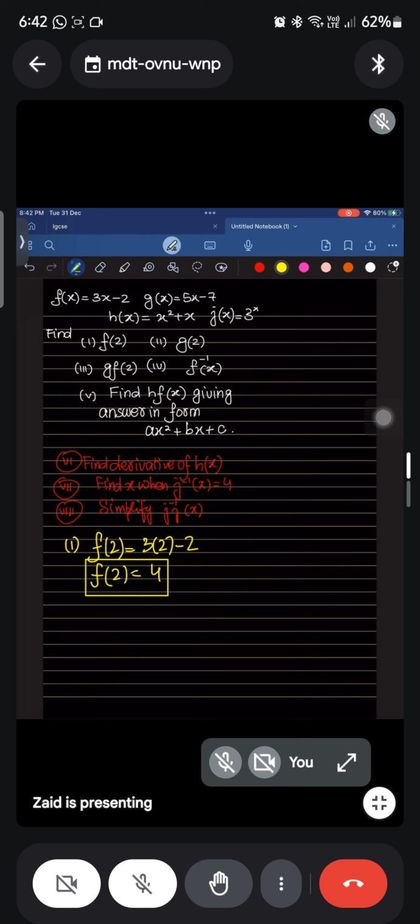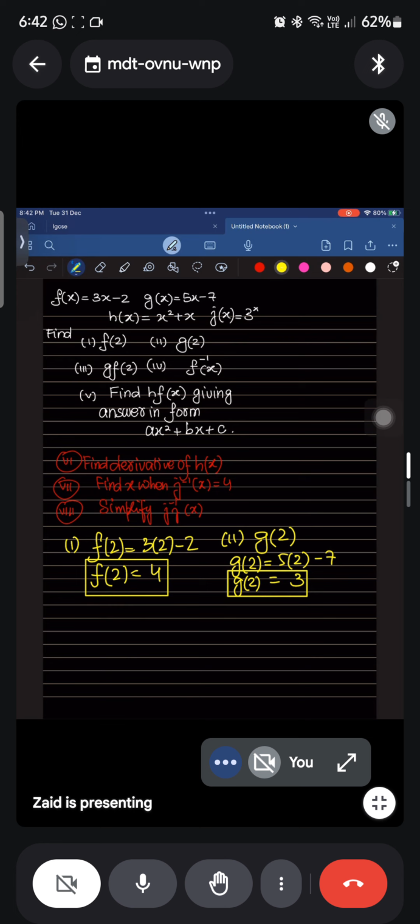Second one is g of 2. Okay, that's easy as well. So in place of x in g, I've got to put 2. So g of 2 is going to be 5 times 2 minus 7. So that gives me 3. That's the second one. Zaryab, I hope you're clear.